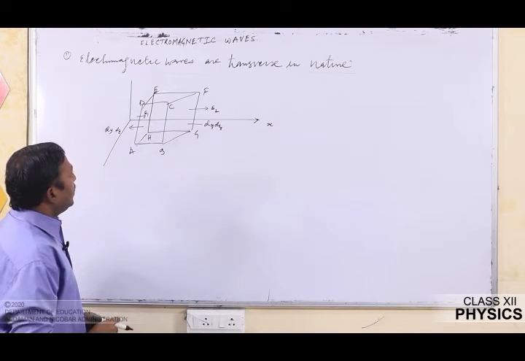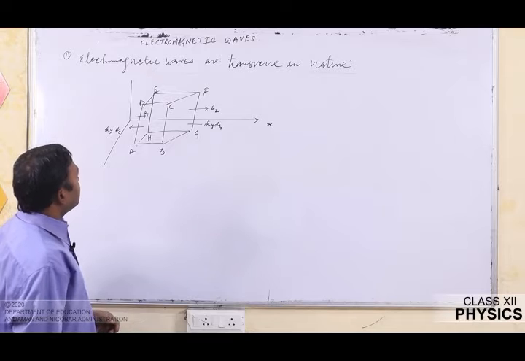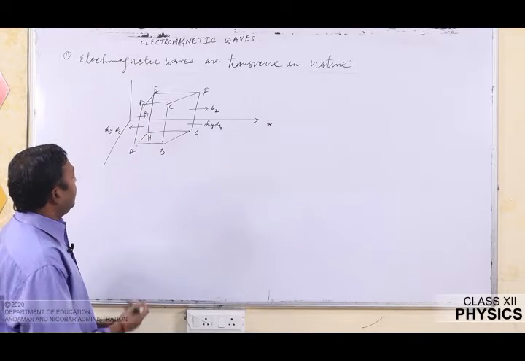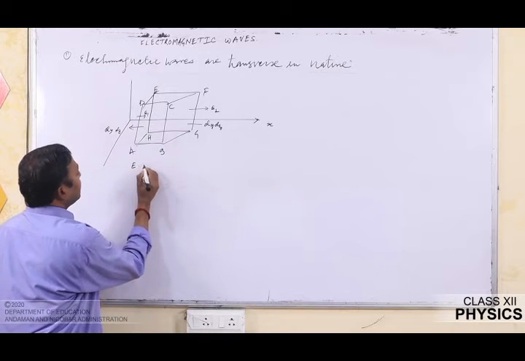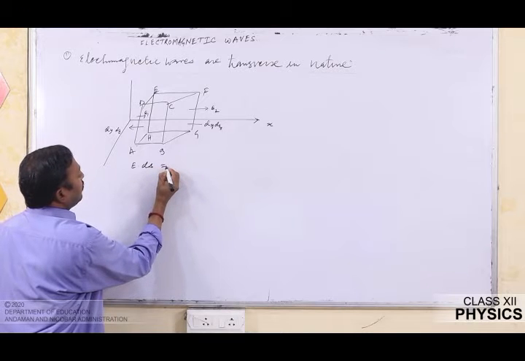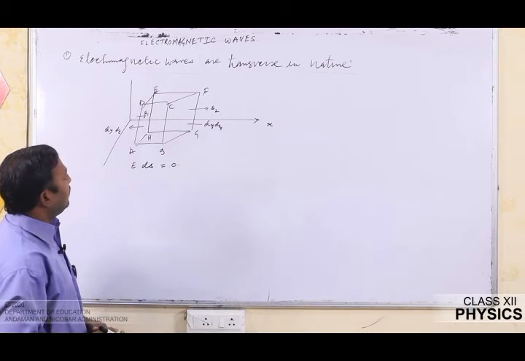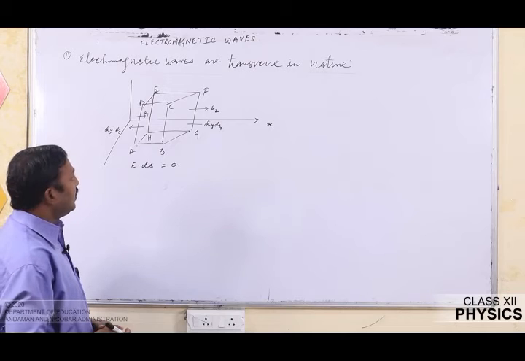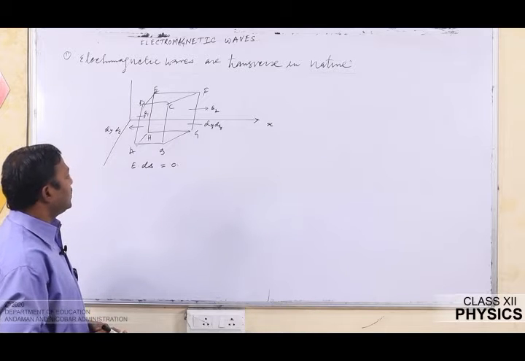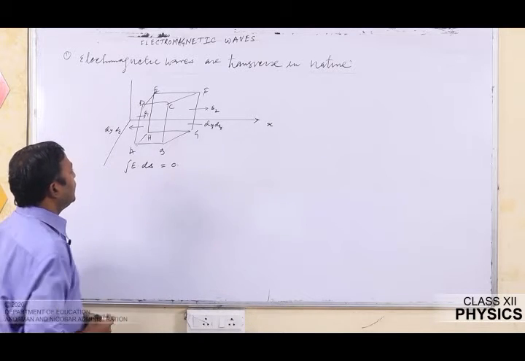Now, according to Gauss law, for this complete cube, the integral of E dot ds must be equal to 0, as there will not be any charge enclosed by this cube. Therefore, the integral of E dot ds is equal to 0.